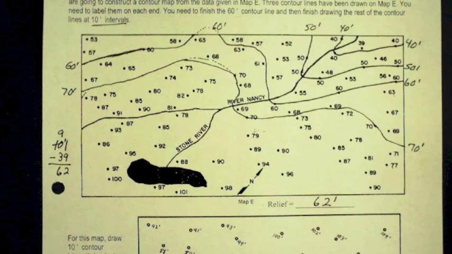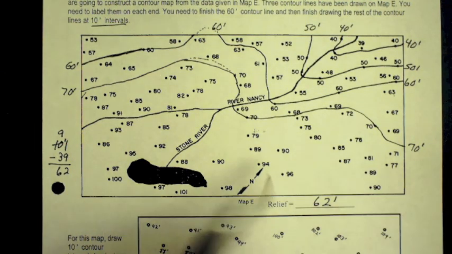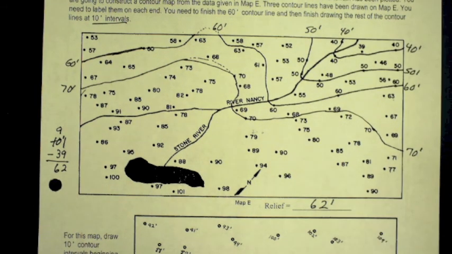All right. Now if you will draw the 80 and 90 and 100 lines on this map and continue to do the contour maps at the bottom and on the back of this page.